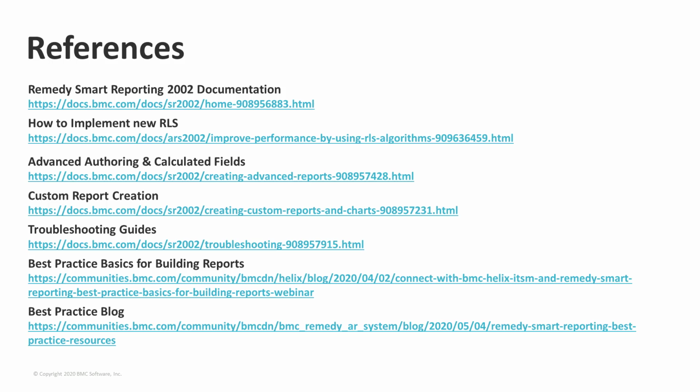Okay, so just to give a quick reference here, these are the documentations for smart reporting. The first one is the homepage documentation for smart reporting 20.02, and then we have the new subquery RLS documentation, and the next one is about the advanced authoring and calculated fields documentation, and then there's a custom report creation documentation which also has videos for some of the smart reporting report creation process. And then we have the troubleshooting guide which talks about some of the common installation and configuration issues. And then we have the link for our previous webinar where we talk about the basics of building custom reports in smart reporting. And then there's a best practice blog where we have added all the smart reporting documentation in one place.